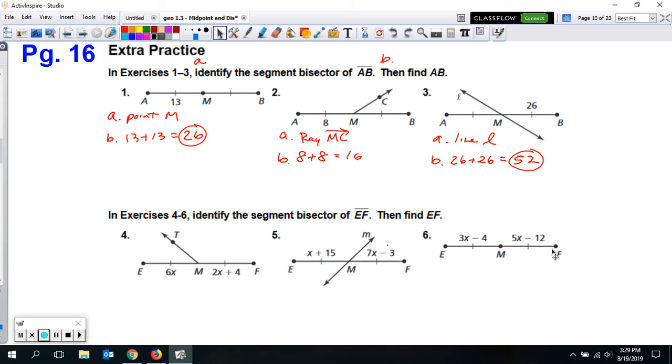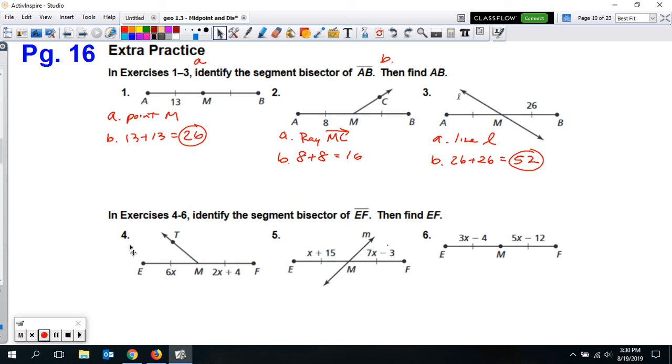Now, the only difference is, notice, instead of giving us the number, now they're going to give us a little expression. Now, I've been warning you about this, that this is what they're going to do. We're going to have to make an equation eventually and solve for x, to figure out what x would equal, and then plug it back in to our expression to see how long each side is going to be.